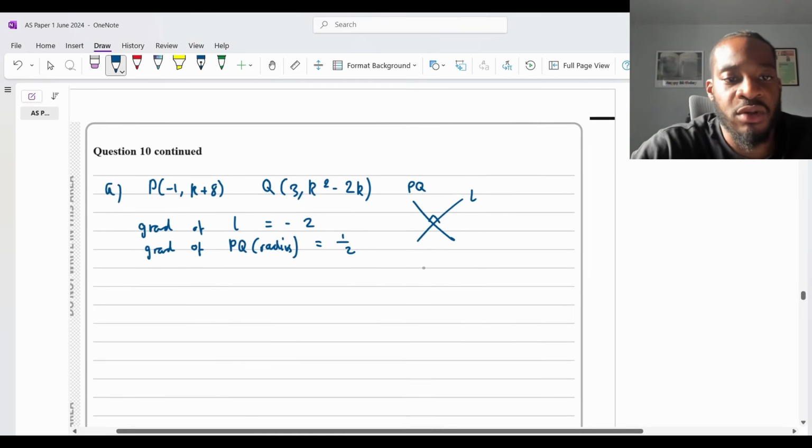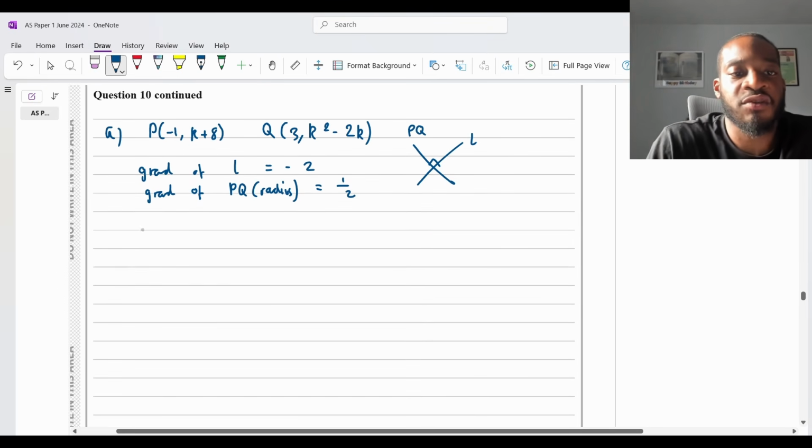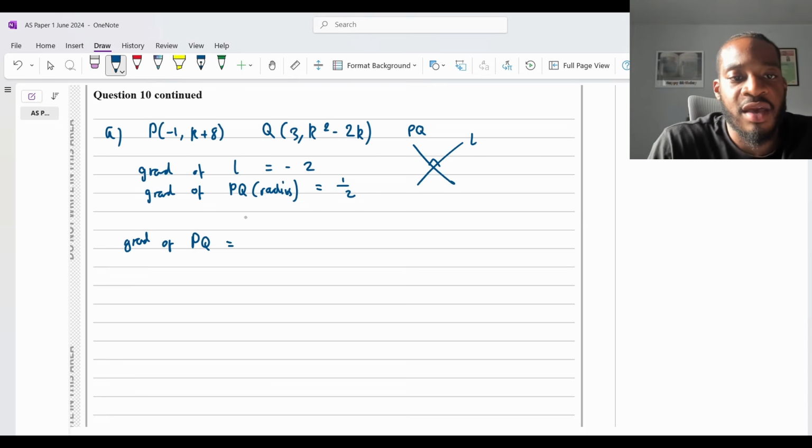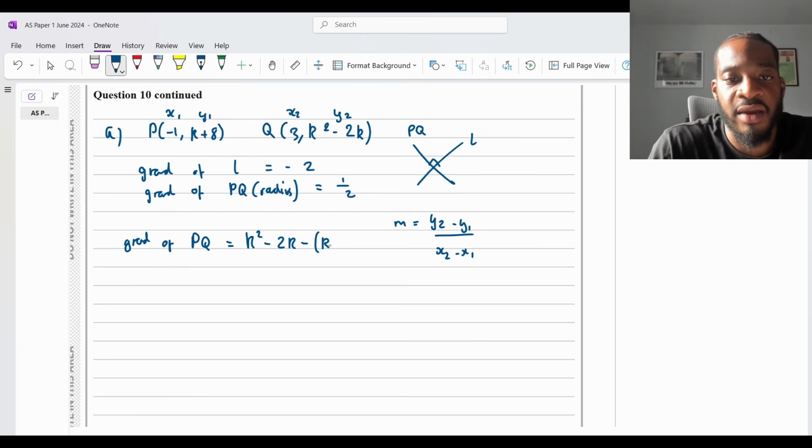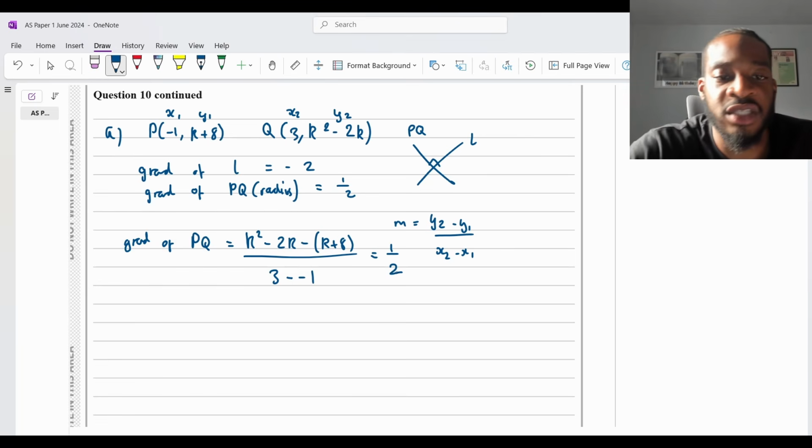Okay. So what that means is that I can just use the change in y over change in x formula. So I'm going to say now grad of PQ, if I call this x1, y1, x2, y2, then I'm going to use the formula m is equal to y2 minus y1 over x2 minus x1, aren't I? So using that, it's going to be k squared minus 2k minus, and then k plus 8. I put it in a bracket, remember, because we're taking more than one term away, divided by 3 minus, and then another minus 1. And we know that this has to equal 1 over 2. So this is the equation that we are forming.